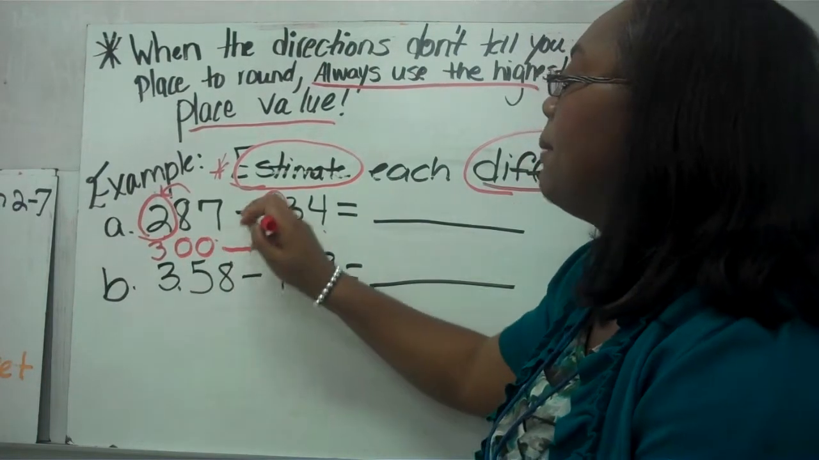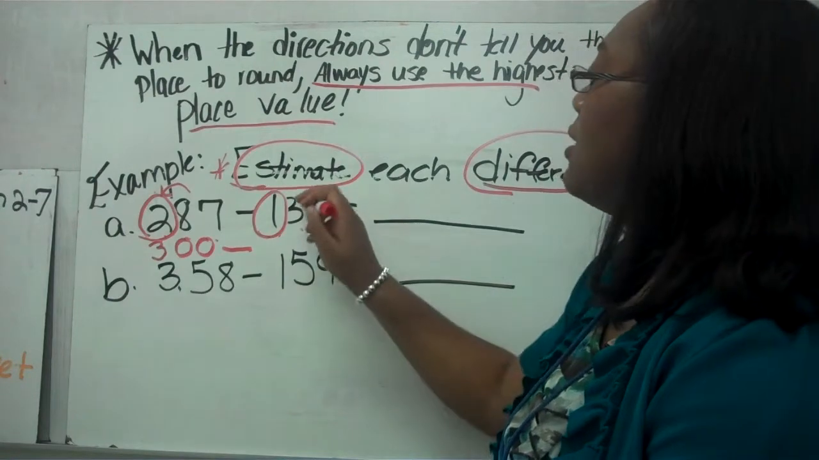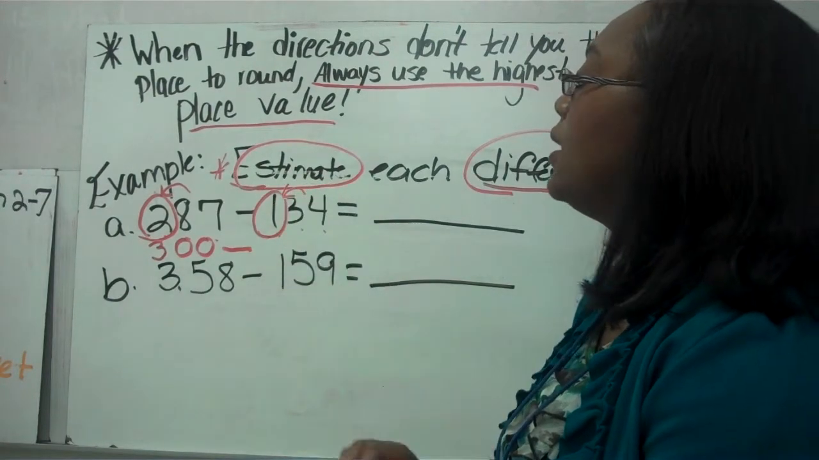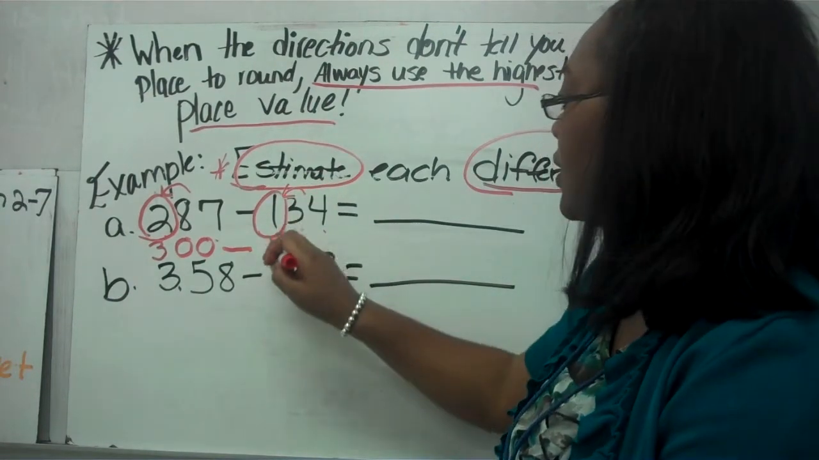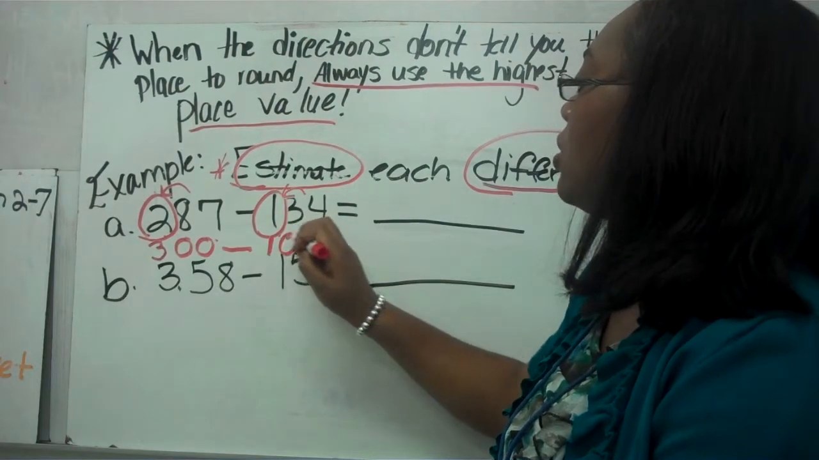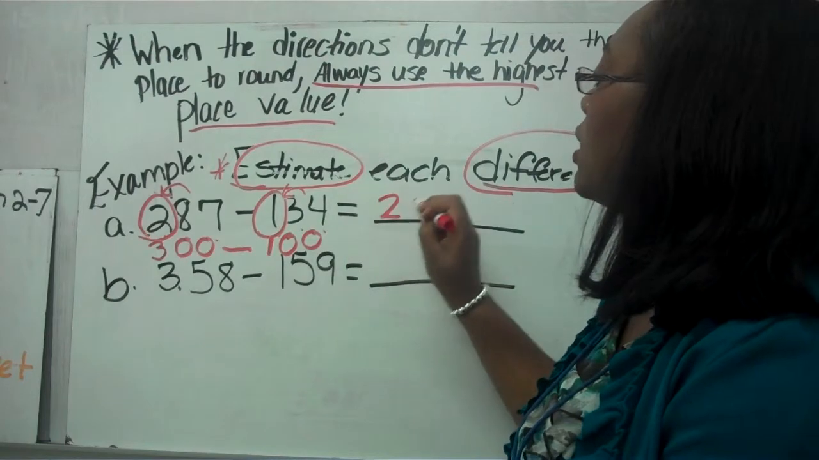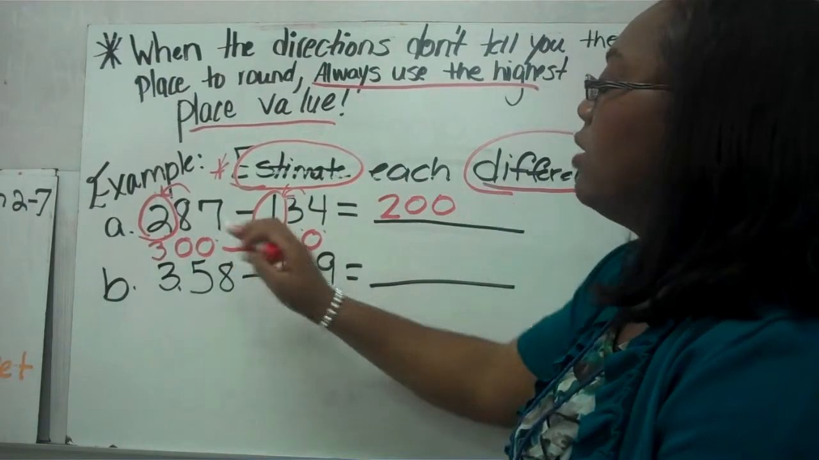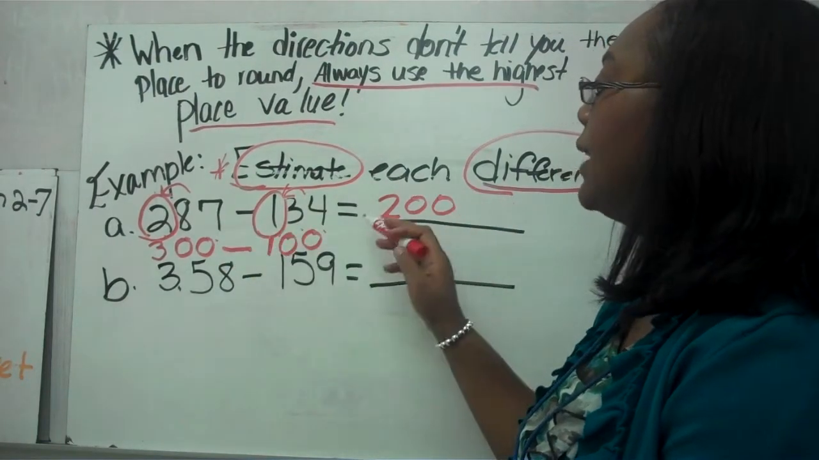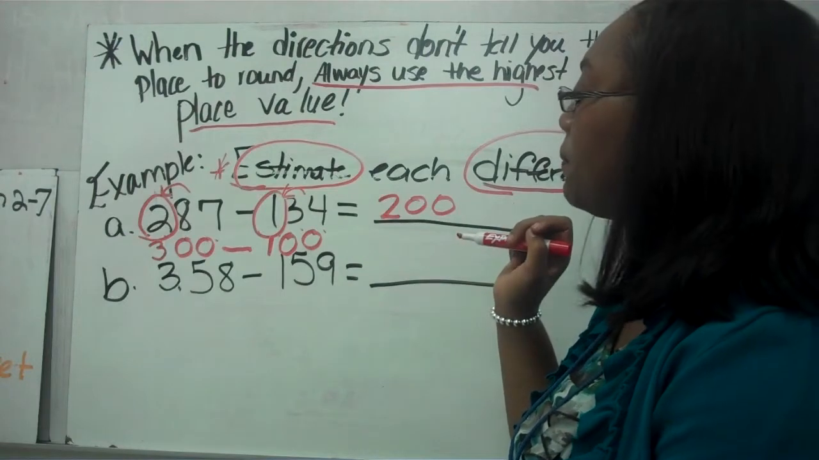I'm going to keep my same math operation. This 3 is telling that 1 to rest. So it's going to stay a 1. And I'm going to add 2 zeros. So 300 minus 100 equals 200. So 287 minus 134 is about 200.